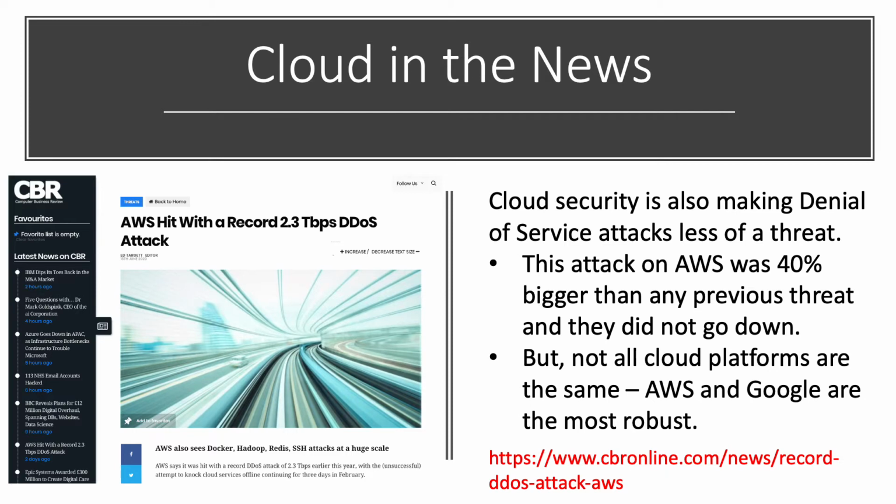In the information technology world, you also see changes because of cloud computing. So we've got an article here, a recent one, where Amazon Web Services, their cloud platform, had a denial of service attack that was 40% larger than any previous attack that's ever been known, and they didn't go down. So this was a huge 2.3 terabytes per second denial of service attack. This was way bigger than anything else, and it stayed up. Now, in fact, if you look at this article, you'll also see that they're talking about at the same time that Azure, the Microsoft cloud platform, did go down. So it's not like cloud is impervious to problems or attacks, but the cloud platforms are fairly robust.